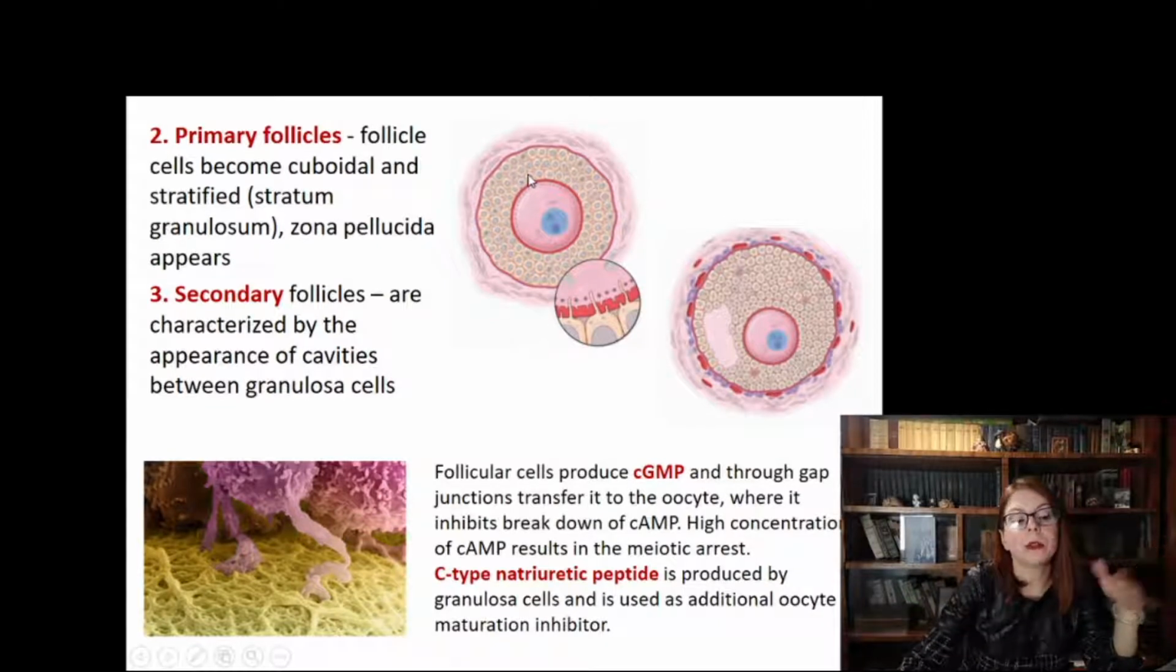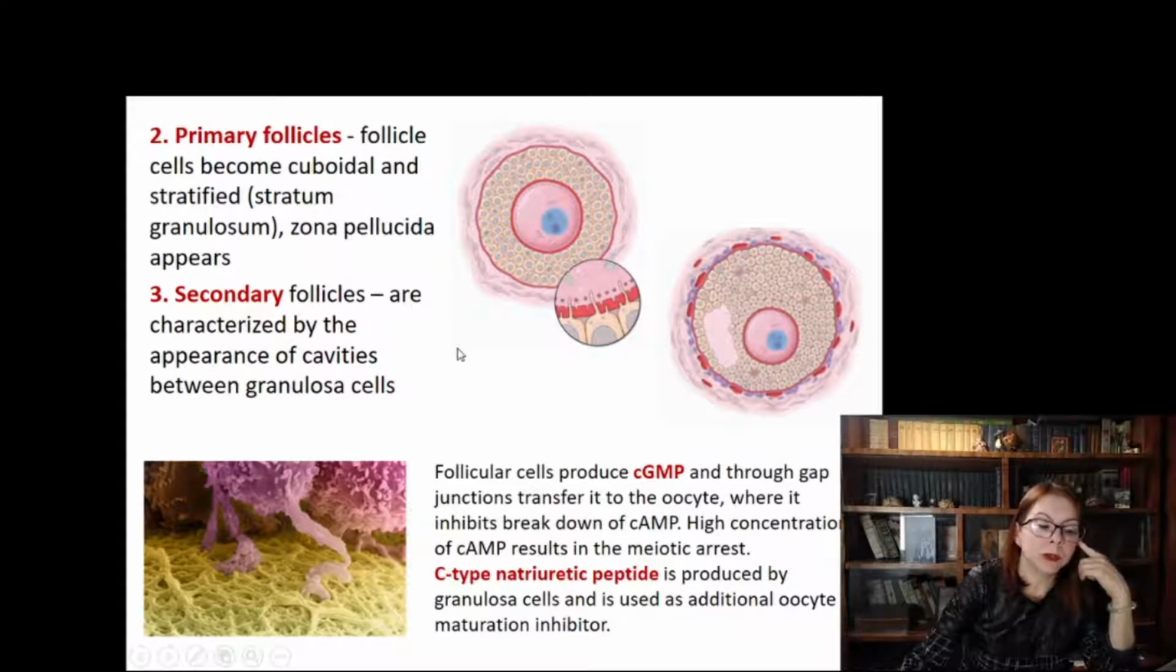Then, as the follicle continues to grow, the number of follicle cells increases, and they start to produce liquid. This liquid creates small cavities inside the follicle, and follicles with cavities we call secondary follicles. Together, primary and secondary follicles are called growing follicles, as they start to enlarge.